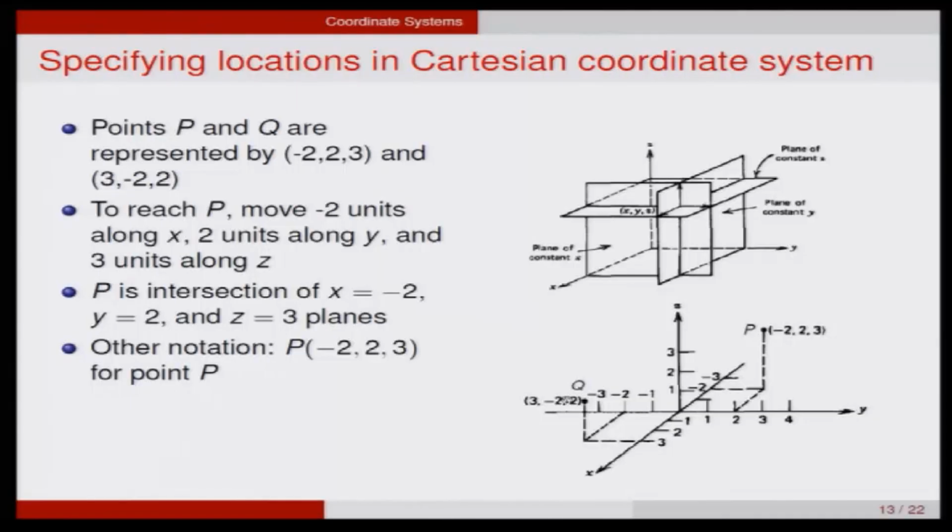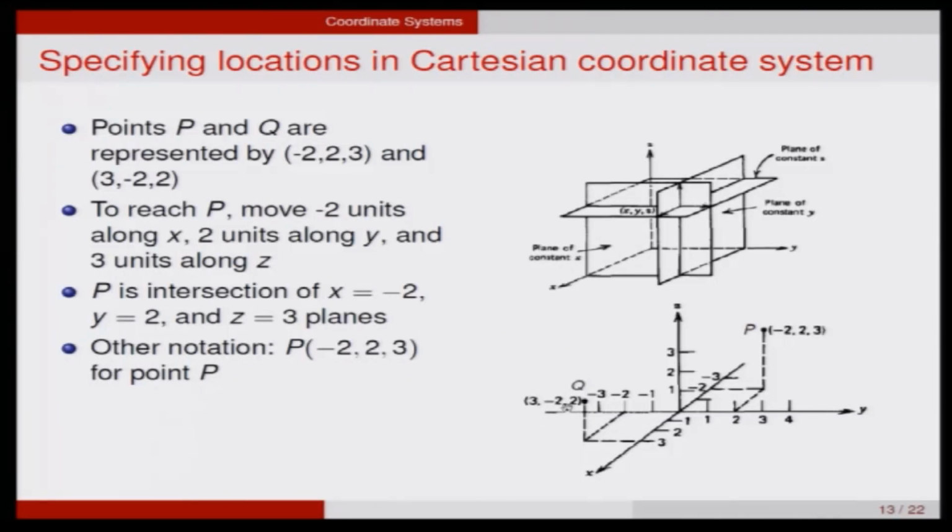Similarly, to get to Q, which is (3, -2, 2), you first move to the plane x is equal to 3. On this plane y and z values could be anything, but y is equal to -2 is given. So, I need to set up the y is equal to -2 plane. Now, when I bring these 2 planes together, I am at the point (3, -2). Now, I have to move to 2 along z, which means I have to erect a plane at z is equal to 2. So, Q is defined by 3 numbers: 3, -2 and 2.